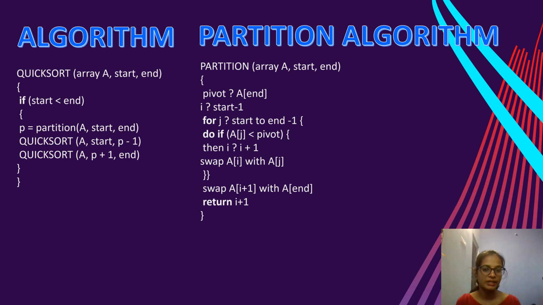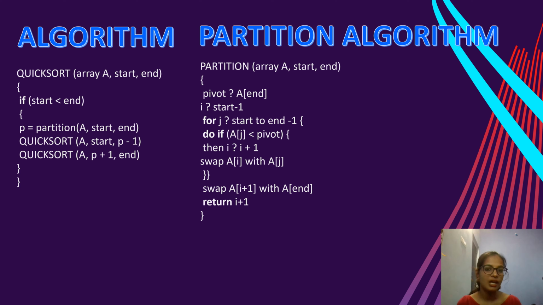When we come to the partition algorithm, partition of array a, start, end. Pivot is a of end. i is start minus 1. For j from start to end minus 1, do: if a of j is lesser than pivot, then i is i plus 1 and swap a of i with a of j. Swap a of i plus 1 with a of end. Return i plus 1. Using the partition algorithm recursively, we end up with the smallest possible partitions. Each partition is then processed for quicksort.